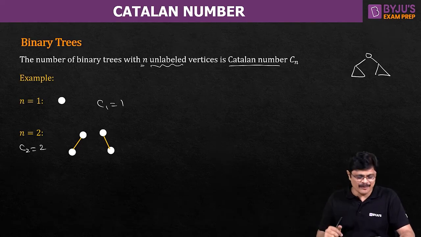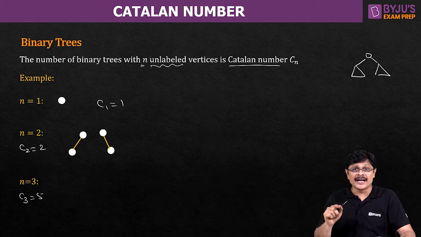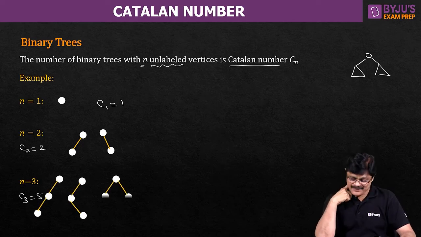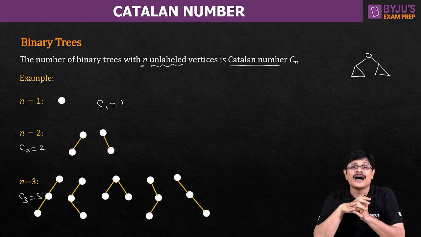That's why unlabeled vertices. Next, n is equal to 3. So what is the answer? C3. 5 binary trees are possible with 3 unlabeled vertices or unlabeled nodes. This is one, second one, third one, fourth one, and fifth one. These are the binary trees with 3 unlabeled nodes or vertices. Got it?